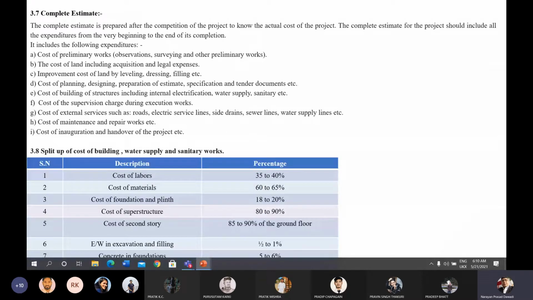Complete estimate. Now, split of cost of the building, water supply and the sanitary work. This is the heading 3.8.